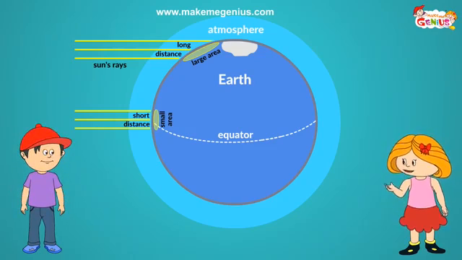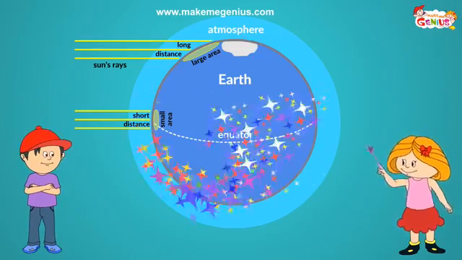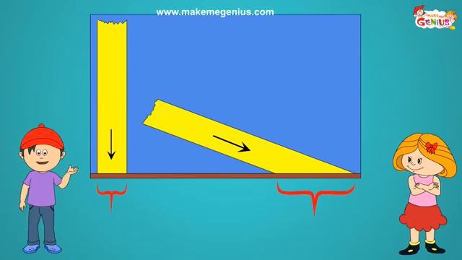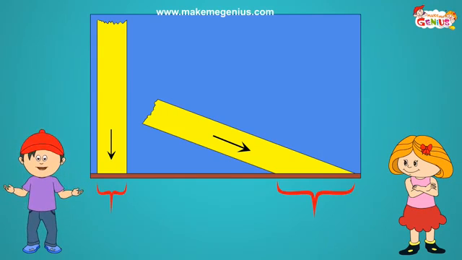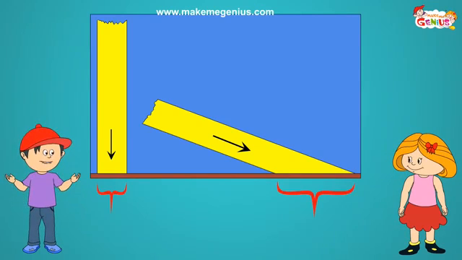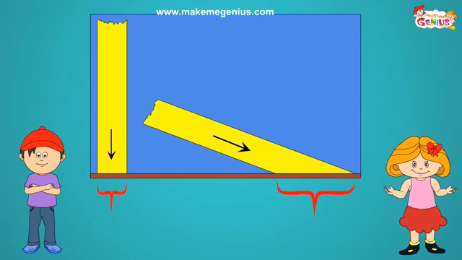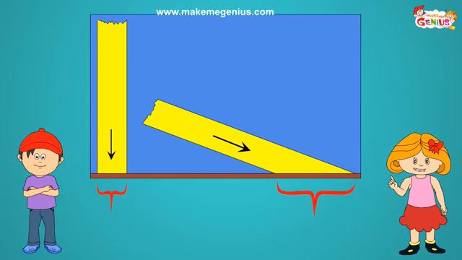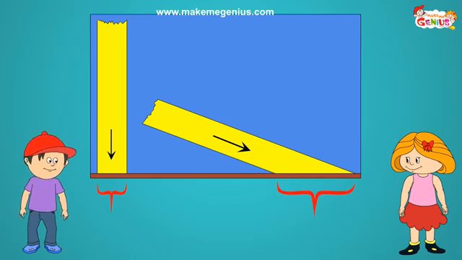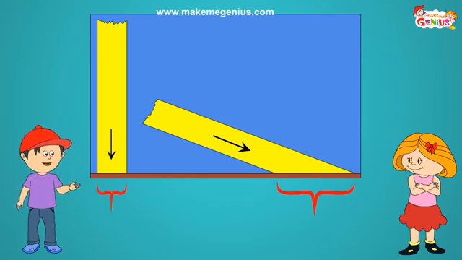Let us see it once again to understand it more. Oh, it is very clear in this picture. The area covered by the rays falling directly is smaller than the area covered by the slanting rays. Yeah, that is why areas near the equator get more heat, but areas near the poles get less heat, as the same amount of heat is spread over a large geography. Now I understand. Is there anything else that affects the climate of the area?